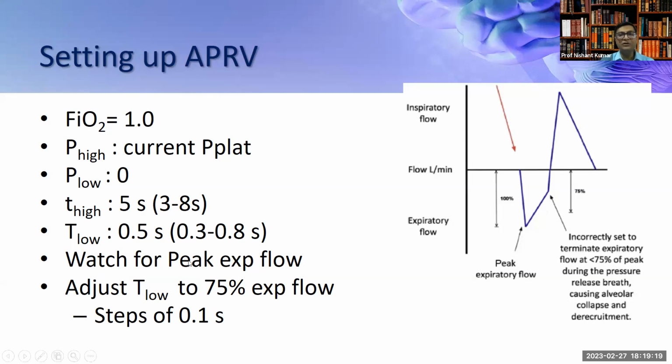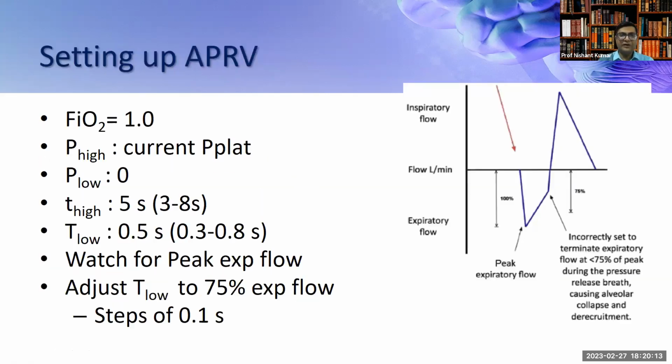Now, when we set these values, you look for the expiration. We all know that the downward stroke is the expiration flow in the flow time graph. So this is the peak expiratory flow rate. If we set the T low too low, that means the expiration is terminated before 75%. So ideally, this should have terminated around here. That means that 75% of the expiration should have occurred before the next inspiration cycle occurs. If that occurs, then you increase the T low in steps of 0.1 seconds. Because otherwise it will cause alveolar collapse and de-recruitment.